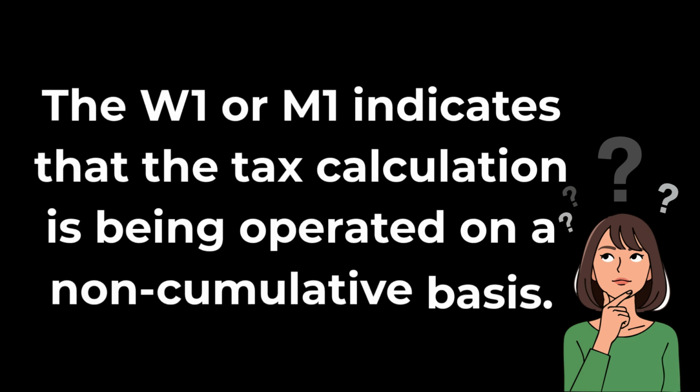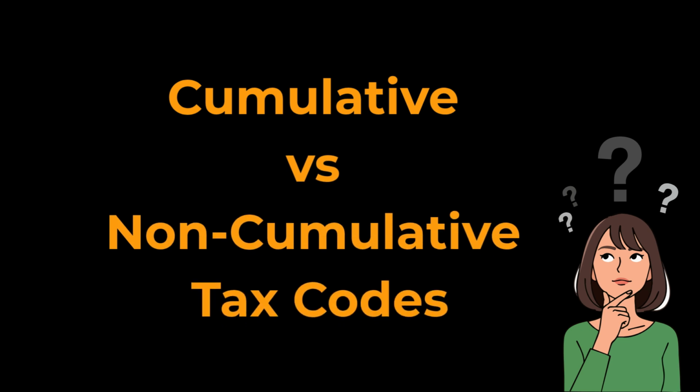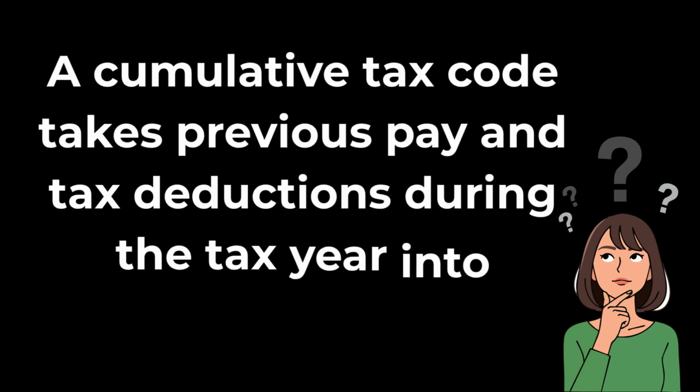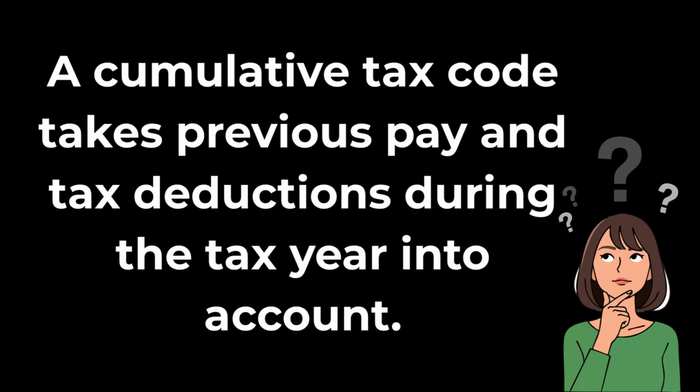The W1 or M1 indicates that the tax calculation is being operated on a non-cumulative basis. This can result in an employee paying a different amount of tax than they would under a cumulative tax code. Once HMRC provides updated information, the tax code may be changed. This is an important concept for payroll professionals. A cumulative tax code takes previous tax deductions during the tax year into account.